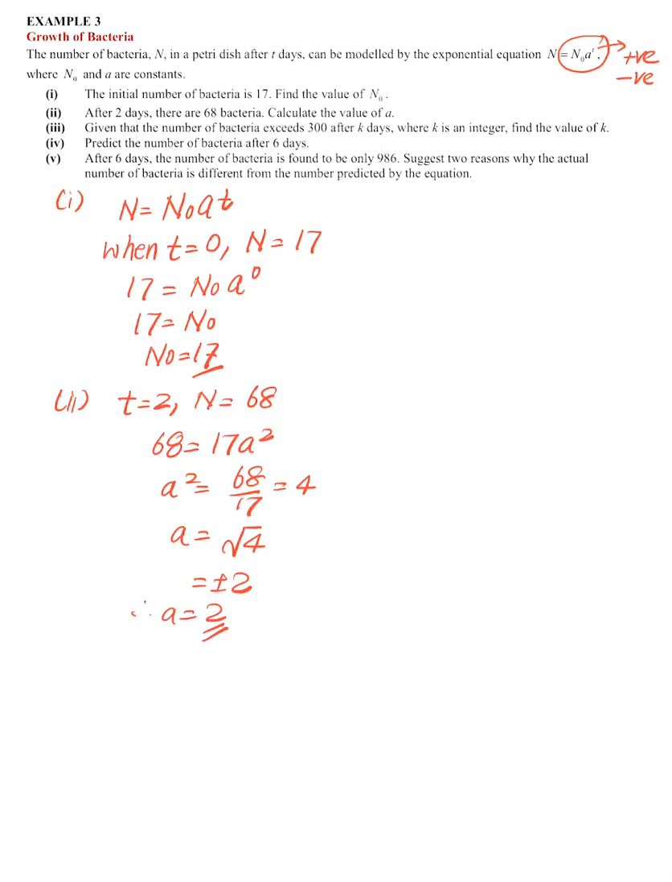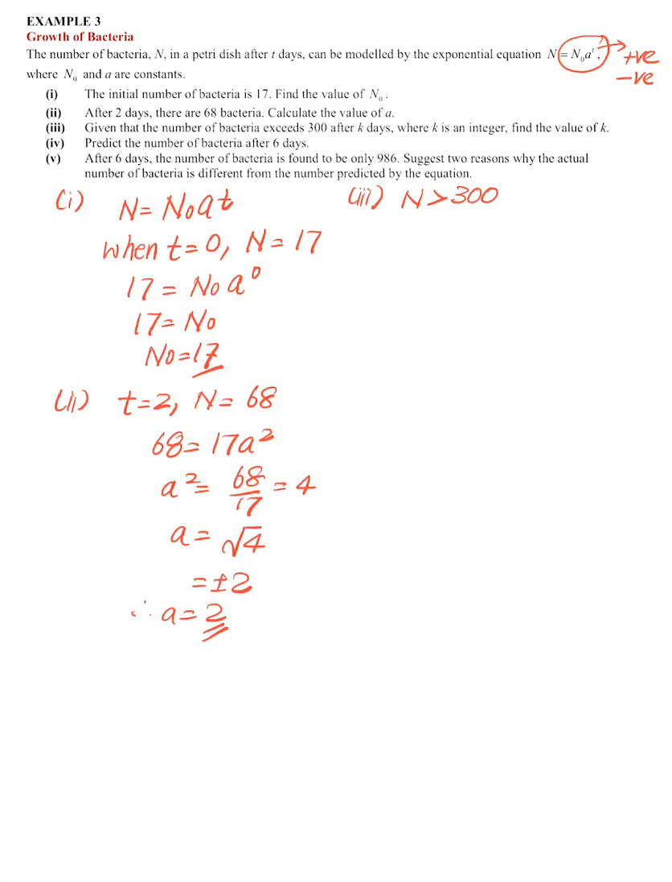Okay, clear? Alright, then part 3. Given that the number of bacteria exceeds 300 after k days, where k is an integer, a whole number, find the value of k. This is an important part. Given that the bacteria exceeds 300, the number of bacteria is definitely more than 300. So how many days would you need for it to exceed 300?